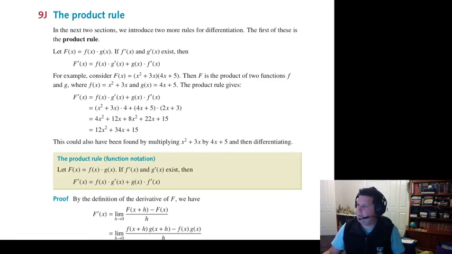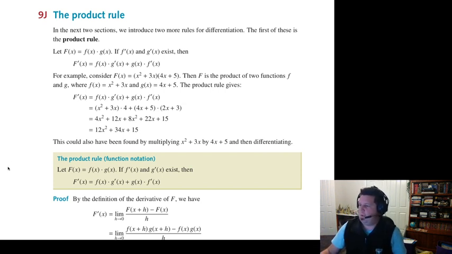Oh, this is cool. Another maths exercise. All right, this is exercise 9J, and this one is important, as they all are. So this one is the product rule. Yep. So it says, in the next two sections, we're going to be learning some more rules for differentiation. Cool. This one is the product rule.